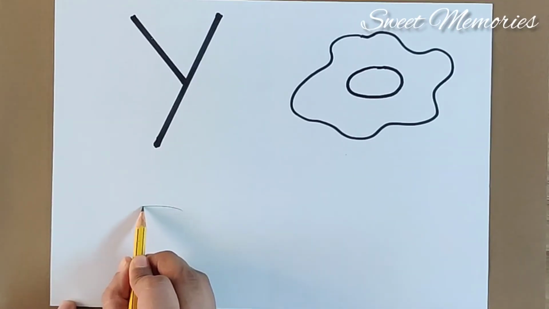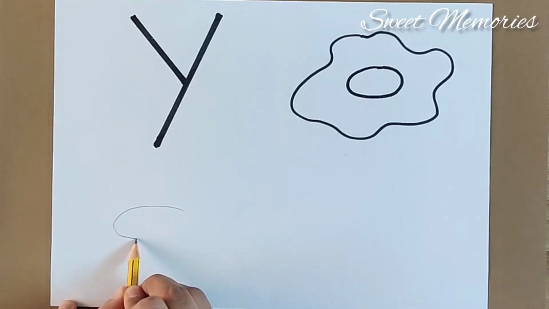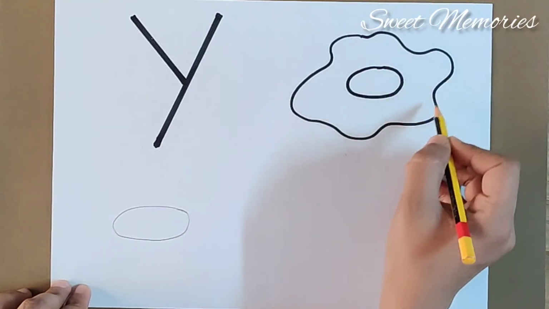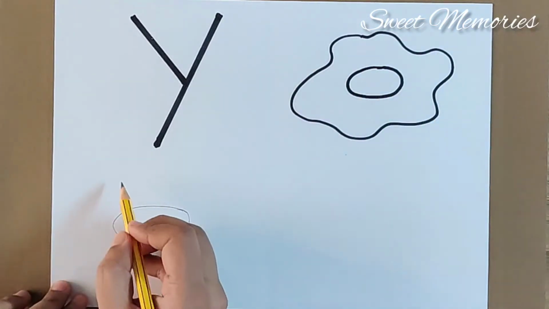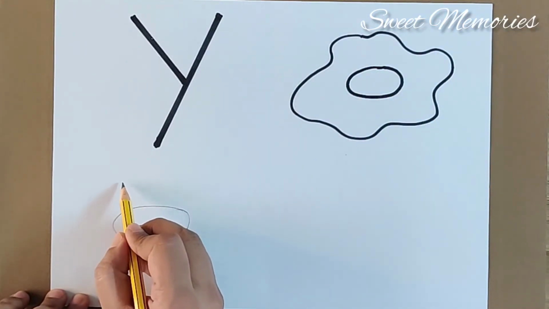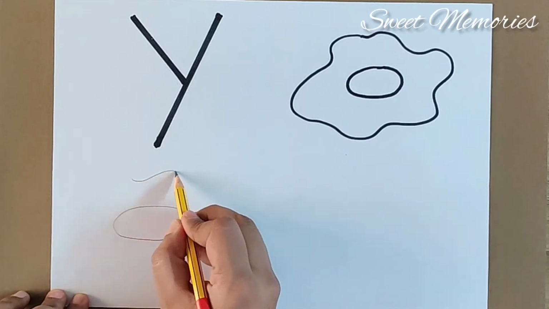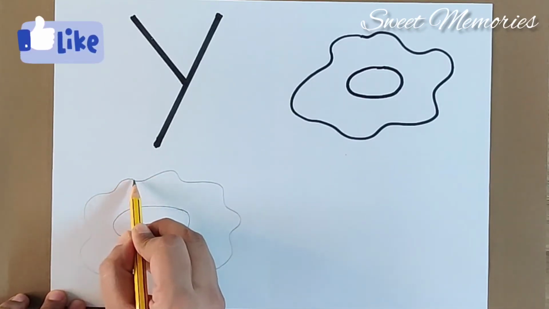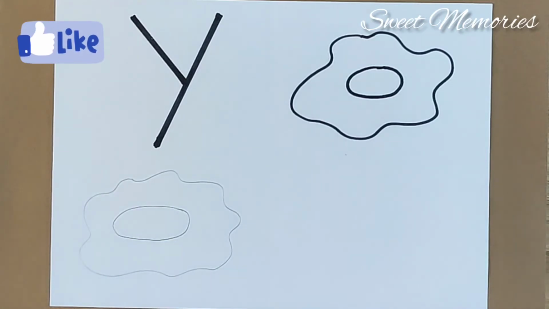First we will draw an oval and then we just draw some curvy lines. You can just begin from anywhere you want. Done. See, so simple. Come on, let's draw together.